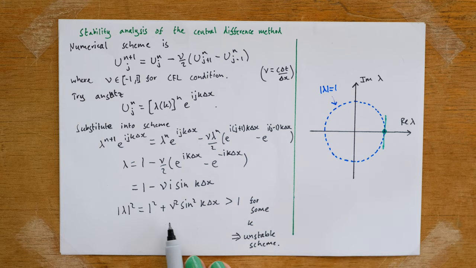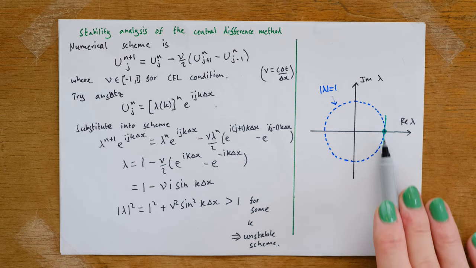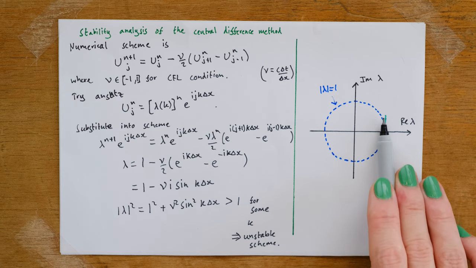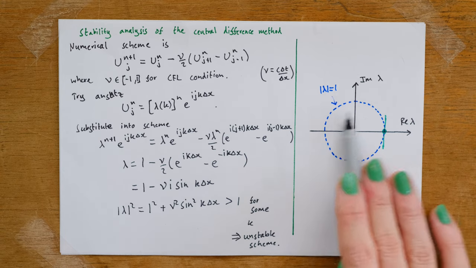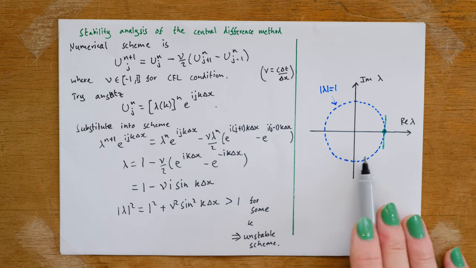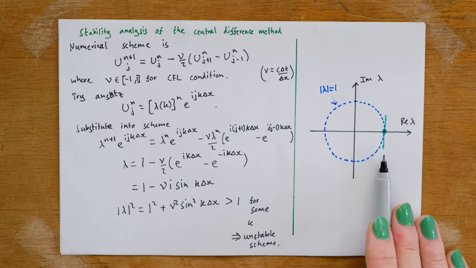Now, it's worth noting that the amount that this is larger than 1 is only very small and is a factor of nu squared bigger than 1. And we can see when we look at this line here that it's only just slightly outside of the disk. And that means that this particular method is only just slightly unstable. And as we'll see in a computer example, the method will only manifest its instability after we've simulated it for quite a long time period.